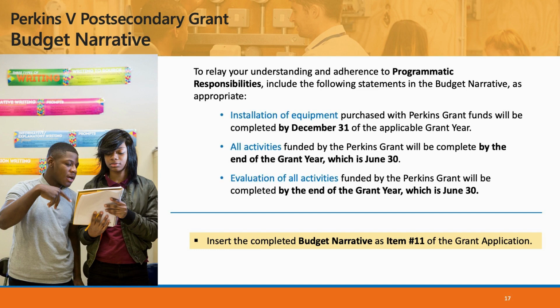Installation of equipment purchased with Perkins Grant funds will be completed by December 31st of the applicable grant year. All activities funded by the Perkins Grant will be completed by the end of the grant year, which is June 30th. Evaluation activities funded by the Perkins Grant will be completed by the end of the grant year, which is June 30th as well. These statements are useful for guiding the implementation of the grant and ensuring that your institution can meet these responsibilities.